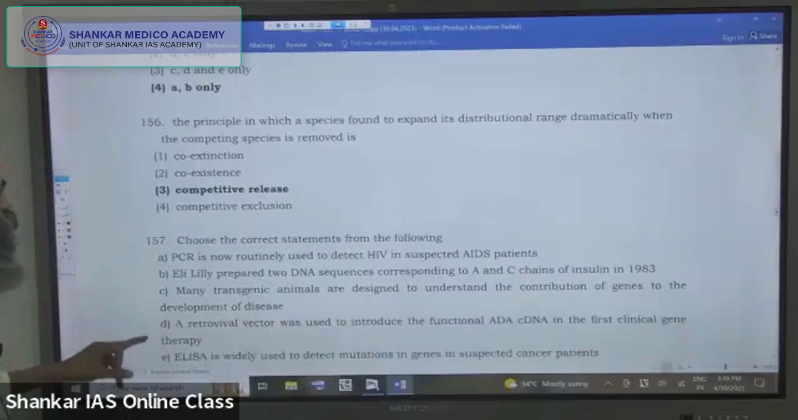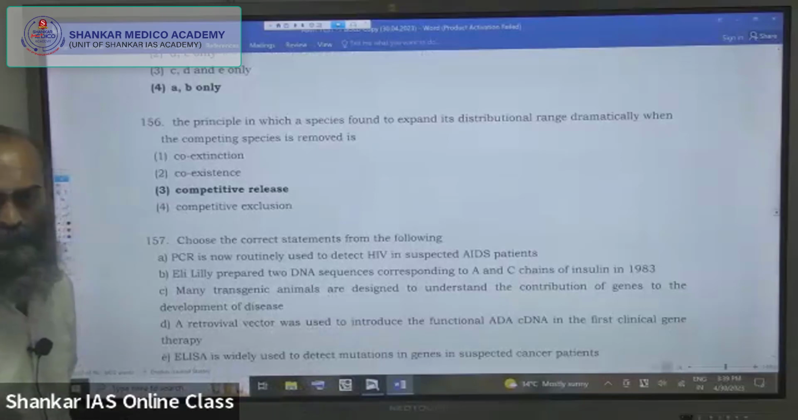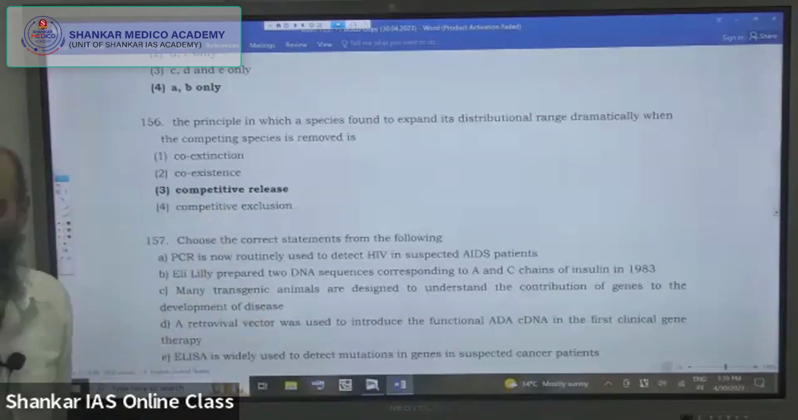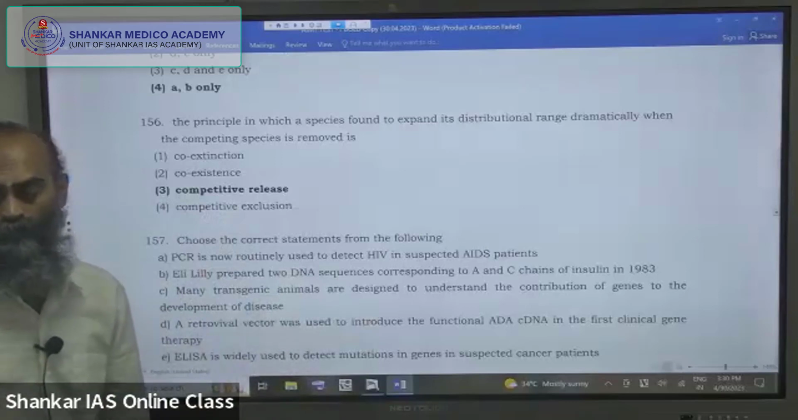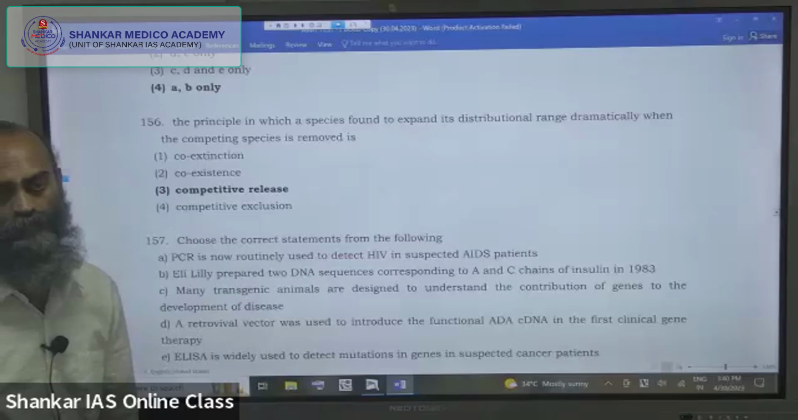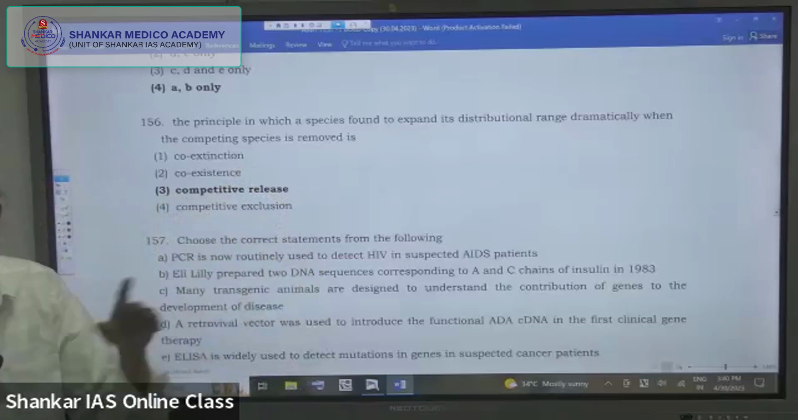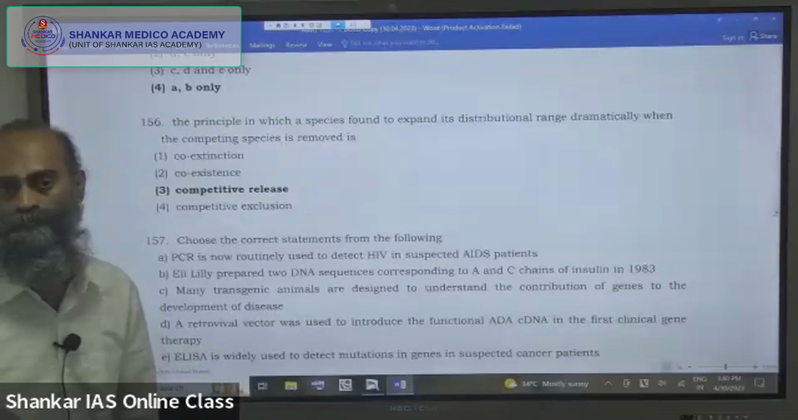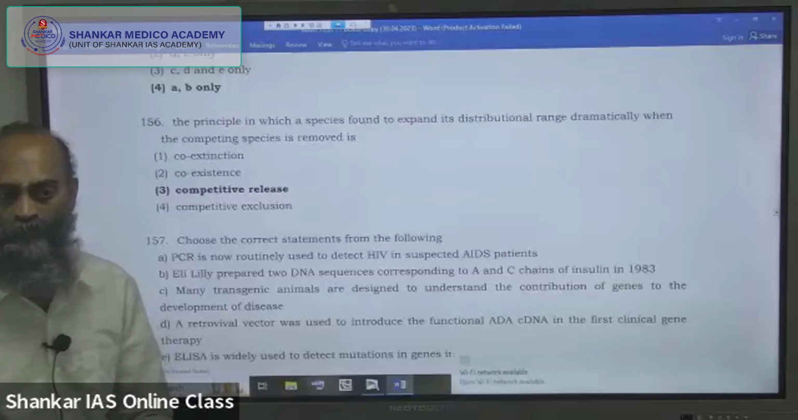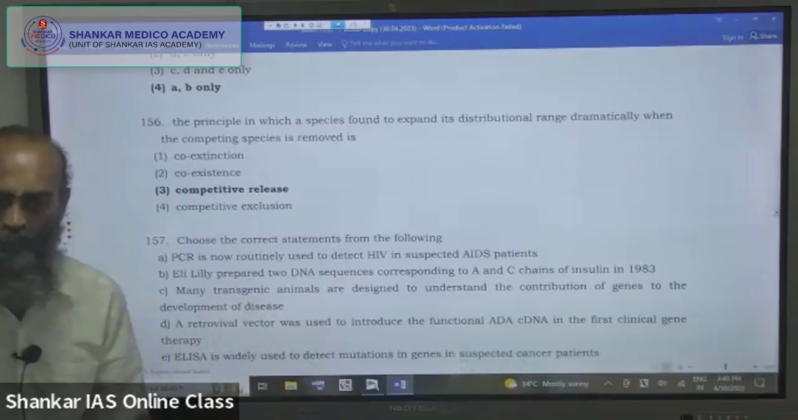The principle in which the species is found to expand its distribution range dramatically when the competing species is removed is competitive release. It is an example of competition. Okay, in competition we have two different types, like, okay, this example comes under Gause's exclusion principle, true or false? Competitive release will come under Gause's exclusion principle, true or false? Gause's exclusion principle and competitive release, is it same or different?